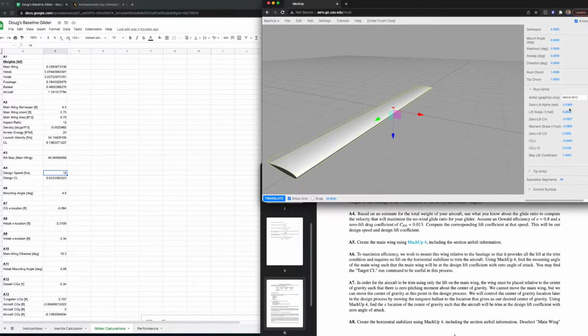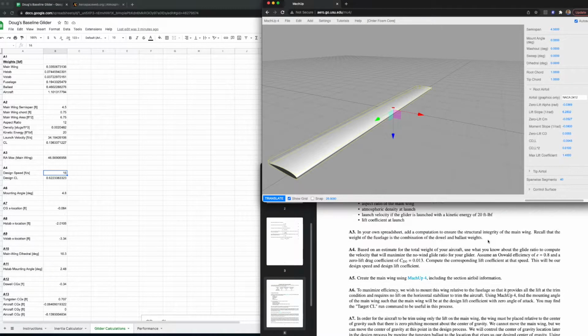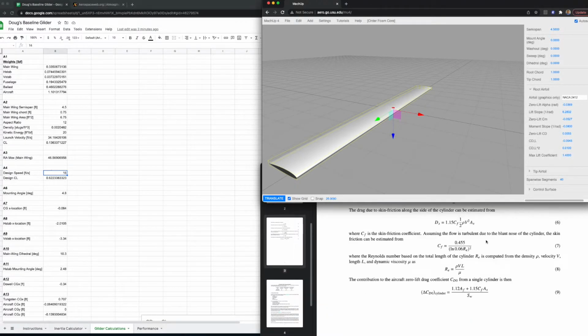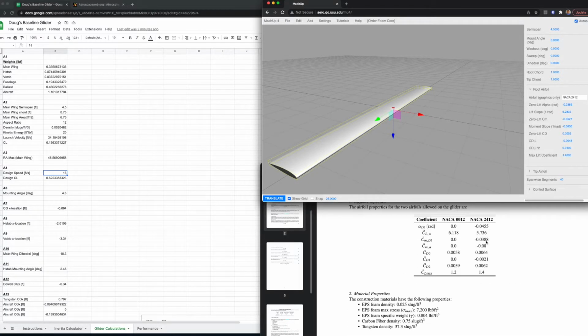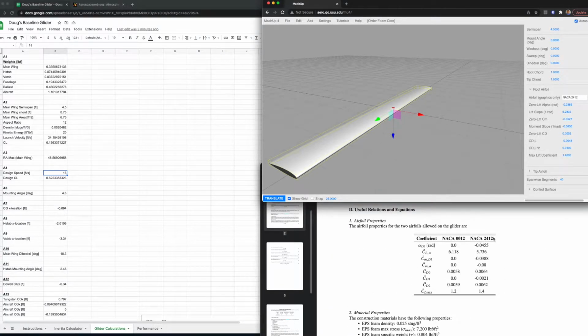That's the default when you add a wing in mockup, but we have different airfoil properties than what are defaulted in mockup. So here's our airfoil properties that we were given here. For the 2412, we've got a minus 0.0455 for the zero lift angle of attack in radians. For the lift slope, we have 5.736.